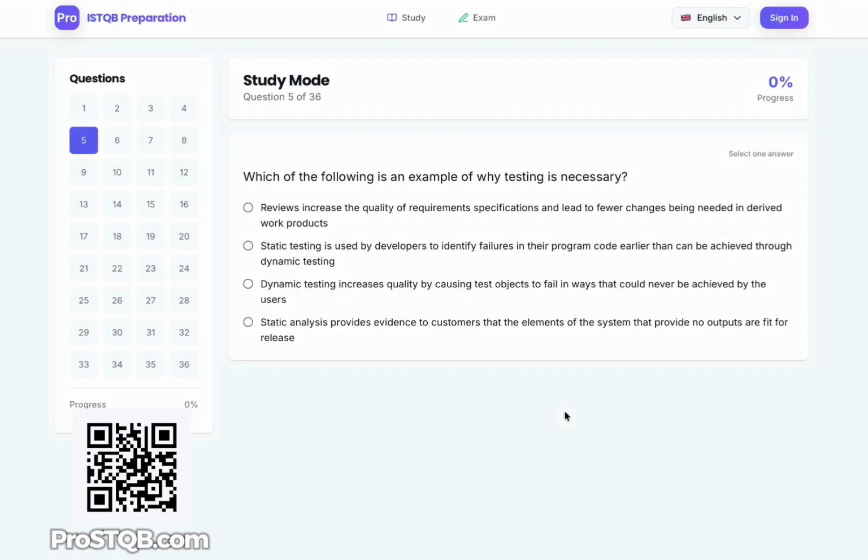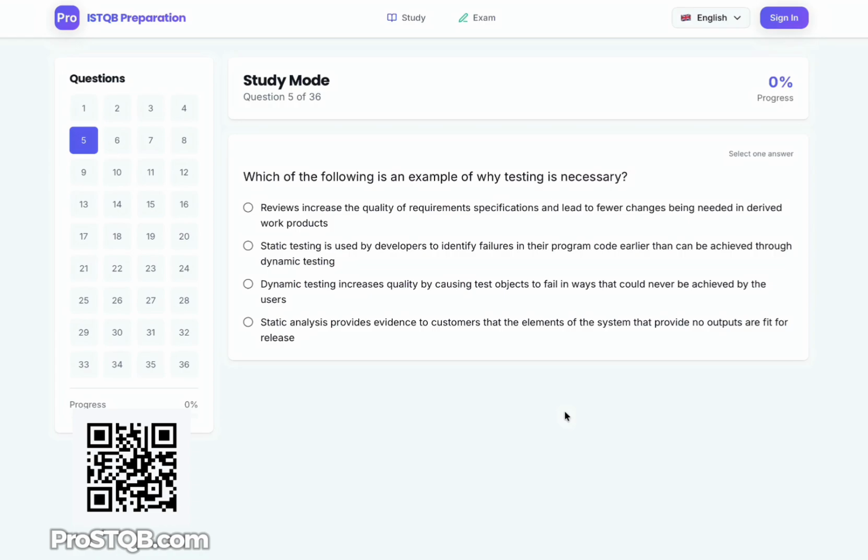Option B. Static testing is used by developers to identify failures. Be careful here. One word makes this answer wrong. Failures. Static testing doesn't execute the software, so it cannot observe failures. Static testing finds defects, not failures. That's a classic ISTQB trap.